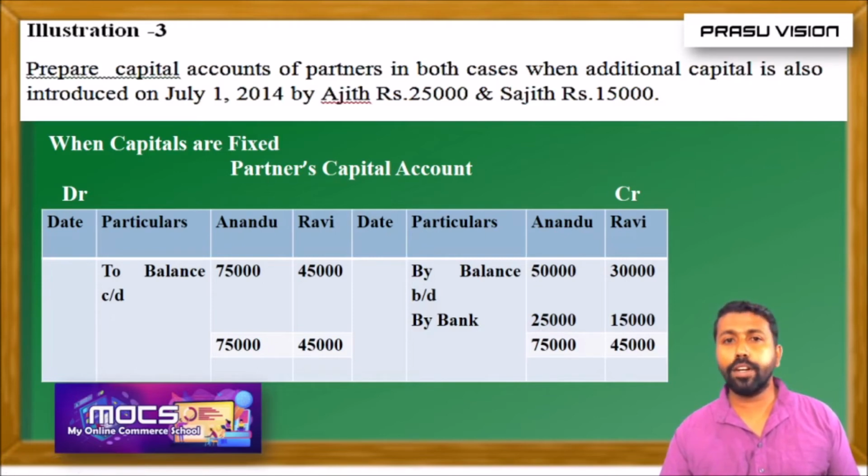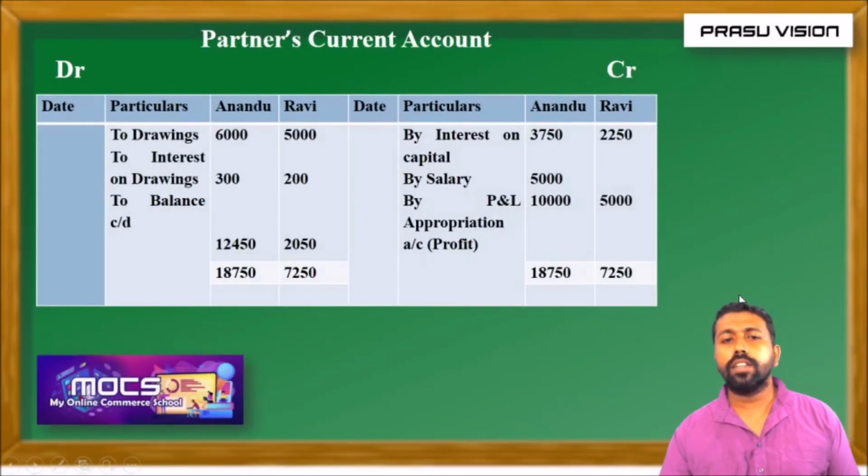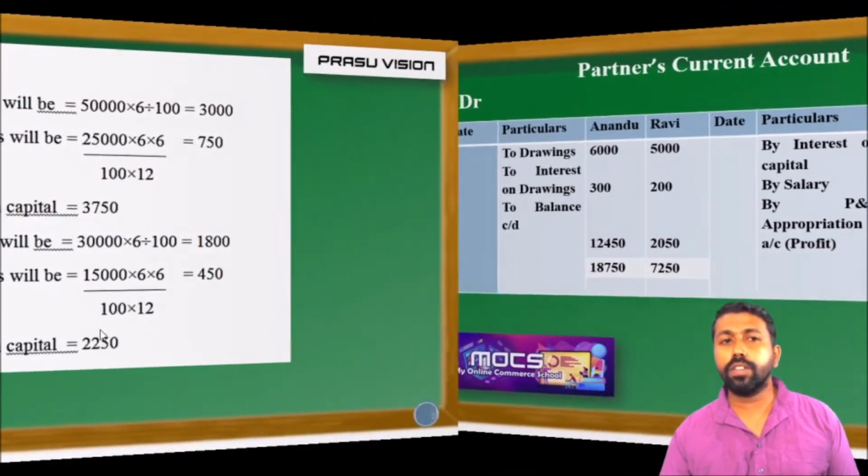There is no permanent withdrawal by the partners in the question. So we have to find the total 75,000, 45,000, writing on the debit side to balance carried down 75,000 and 45,000. So only one change: we are recording the additional capital brought by the partners in the partners' capital account on the credit side.